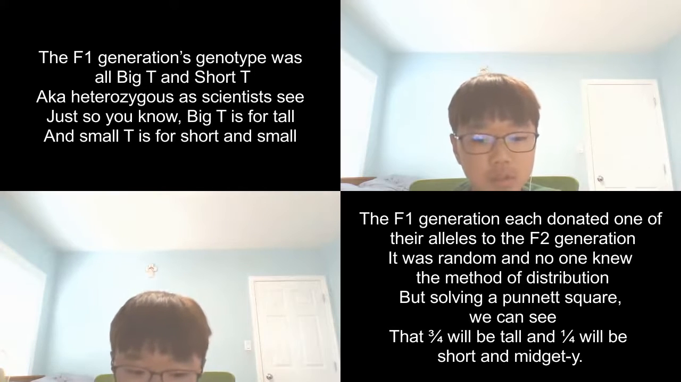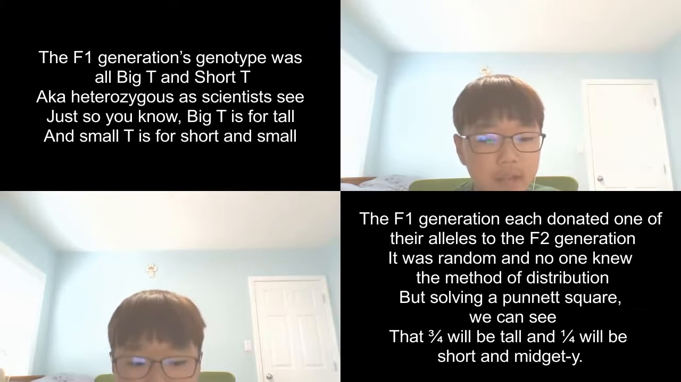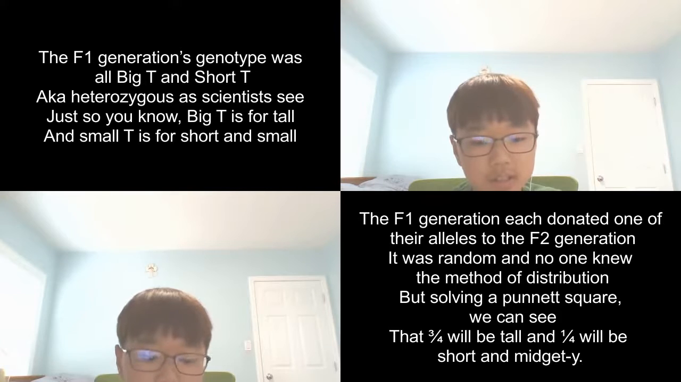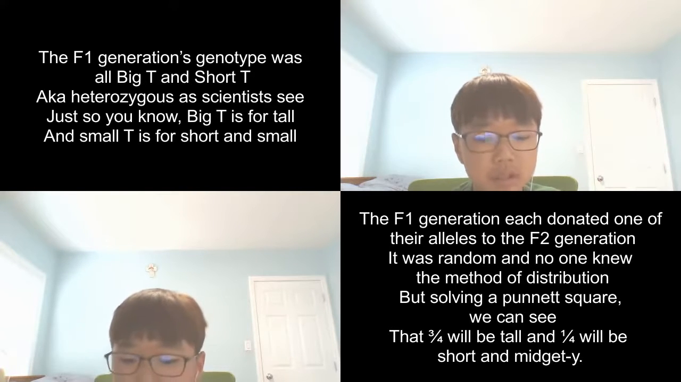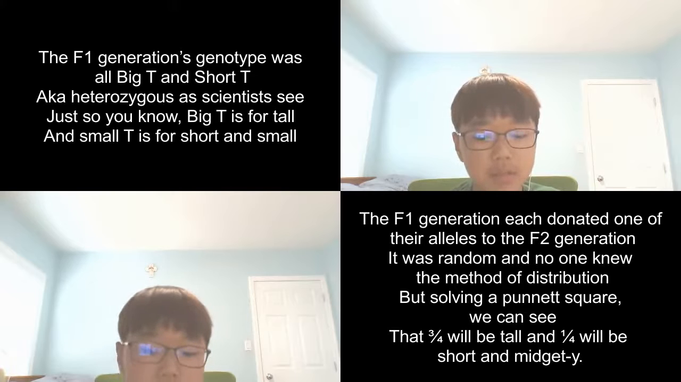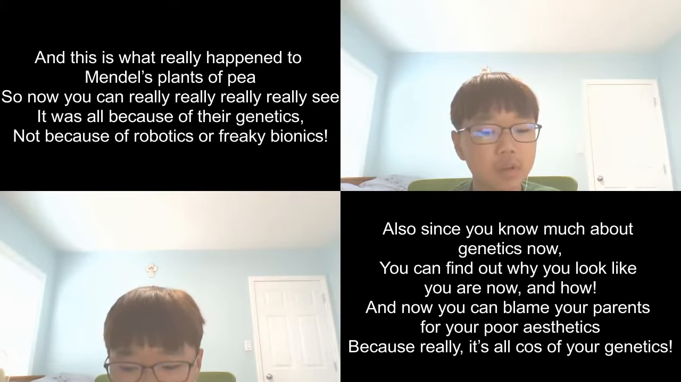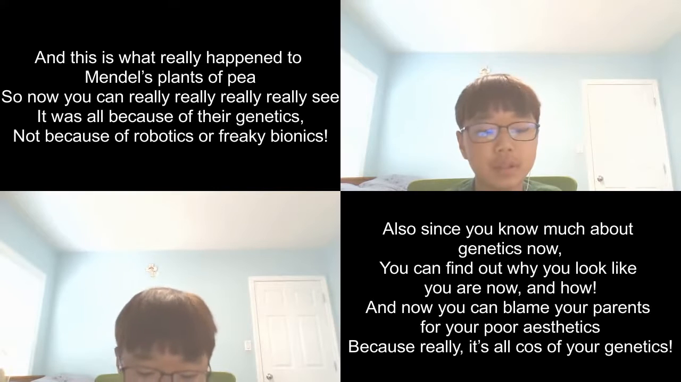The F1 generation each donated one of their alleles to the F2 generation. It was random and no one knew the method of distribution, but by solving a Punnett square, we can see that 3/4 will be tall and 1/4 will be short and midgety. And this is what really happened to Mendel's pea plants.